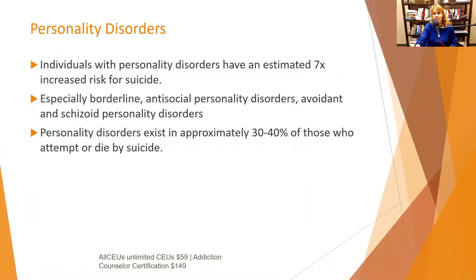Individuals with personality disorders have an estimated 7-fold increased risk for suicide, especially borderline, antisocial, avoidant, and schizoid personality disorders. Personality disorders exist in approximately 30 to 40% of those who attempt to or die by suicide. So not only are we looking at mood issues, we're also looking at personality disorder symptoms, at least.